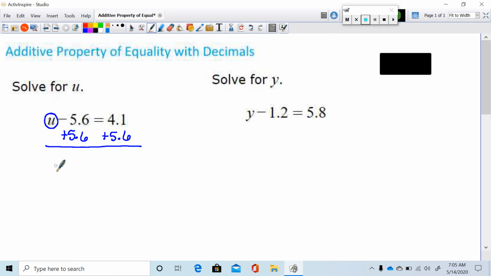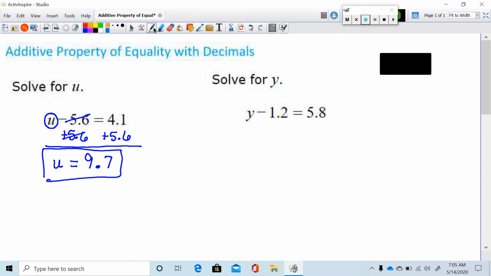Okay, so you bring down your u because you didn't do anything to it. 5 and 6/10, take away 5 and 6/10, that's 0. Opposites cancel out. That's why we did that. Equals 4.1 plus 5.6. Okay, write down your decimal. When you're doing decimals, you write that down first. Now I'm going to add the numbers that are after the decimal. 1 plus 6 is 7, and add the numbers in front of the decimal. 4 plus 5 is 9. So u equals 9 and 7/10.